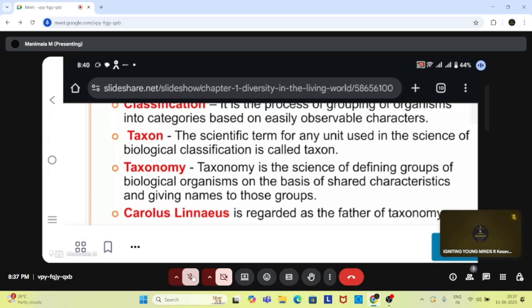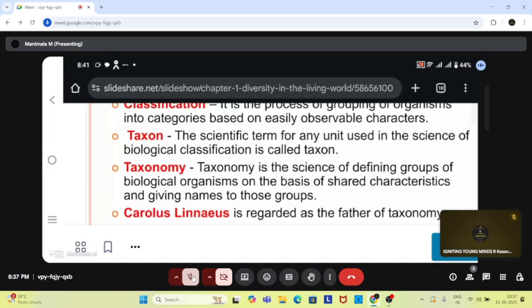And the next one is taxonomy. Based on characteristics, all organisms are classified into different taxa. All animals are classified, all plants are classified, right? This process of classification is known as taxonomy. The process of grouping organisms based on their characteristics is called taxonomy.